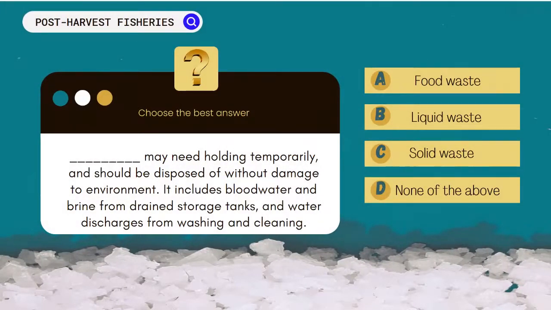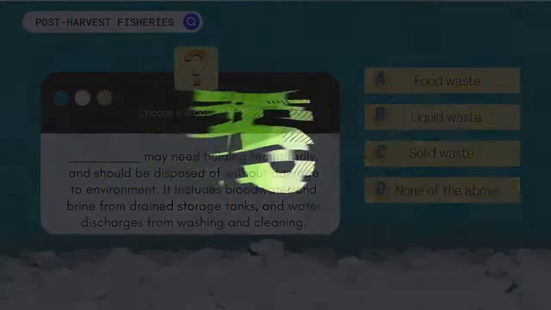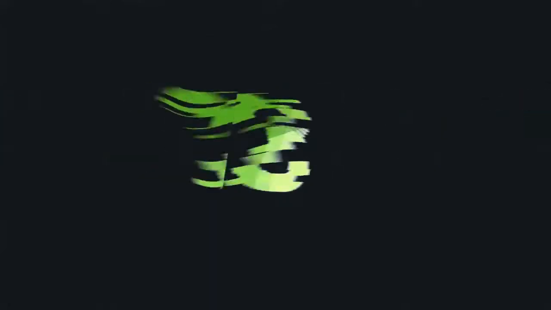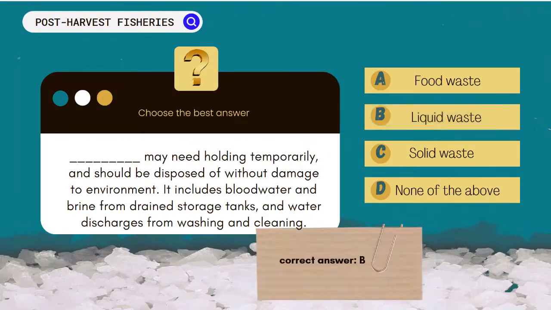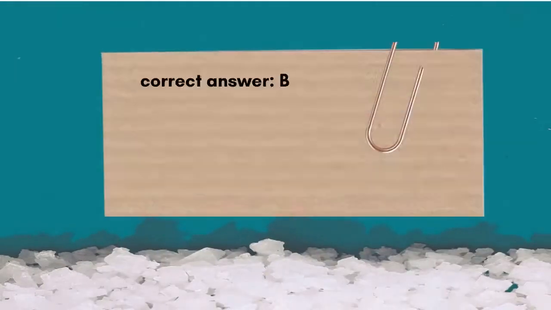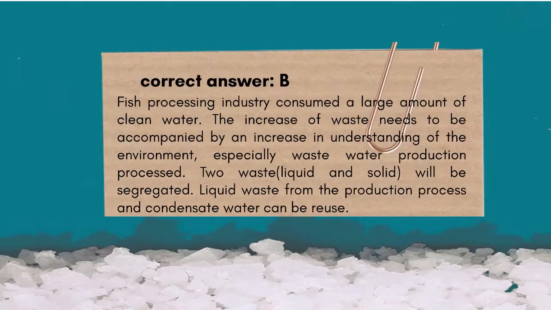Blank may need holding temporarily and should be disposed of without damage to environment. It includes bloodwater and brine from drained storage tanks and water discharges from washing and cleaning. A. Food waste. B. Liquid waste. C. Solid waste. D. None of the above. Correct answer is B. Fish processing industry consumed a large amount of clean water.